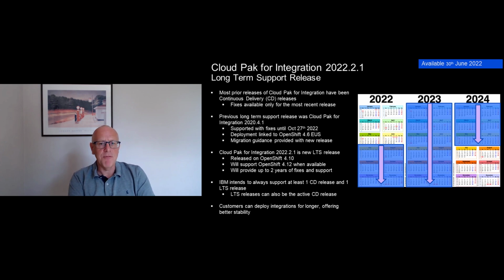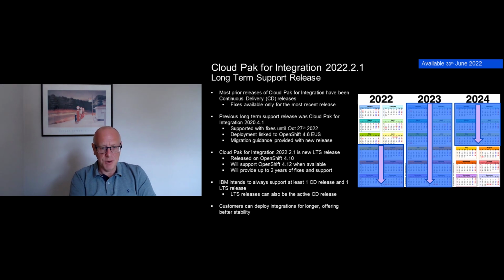And we have a lot of feedback from customers that we need to be able to support an individual release for much longer. A customer wants a stable environment with which to run. We have done that previously. We did have a previous version of the Cloud Pak for integration, 2024.1, which provided that longer support. But one issue we had with that is that it was linked to a specific OpenShift level. It was linked to OpenShift 4.6.